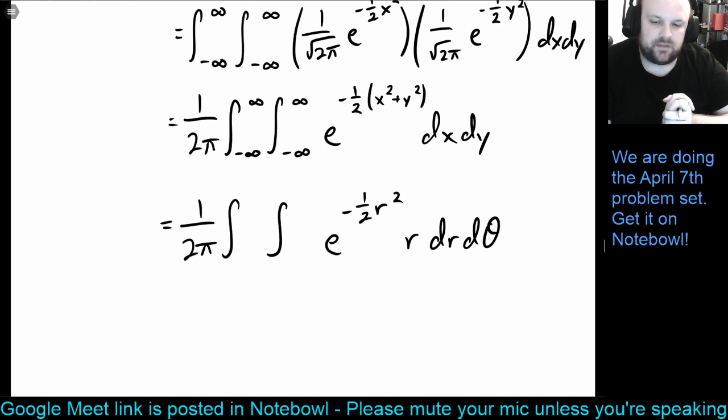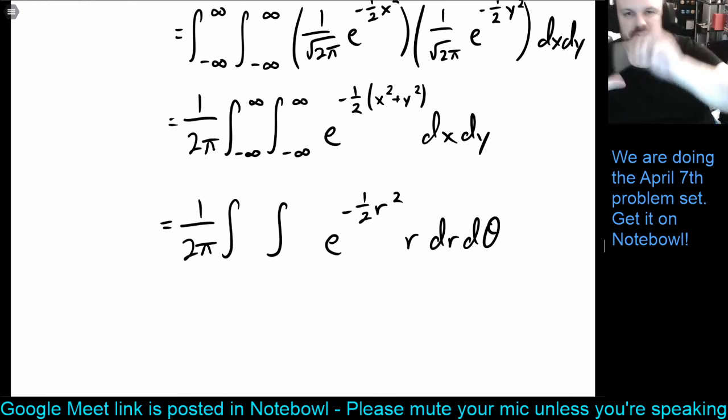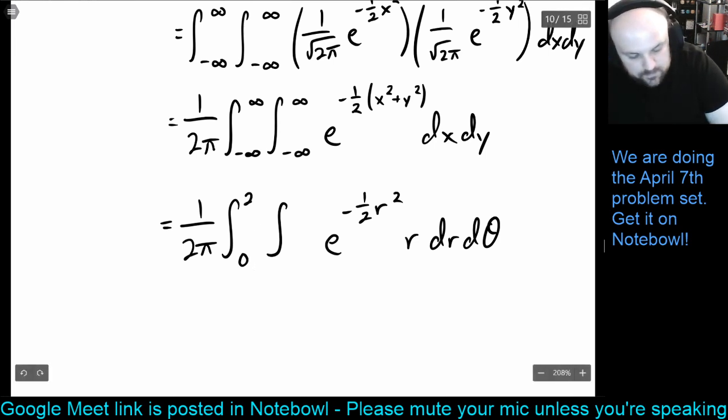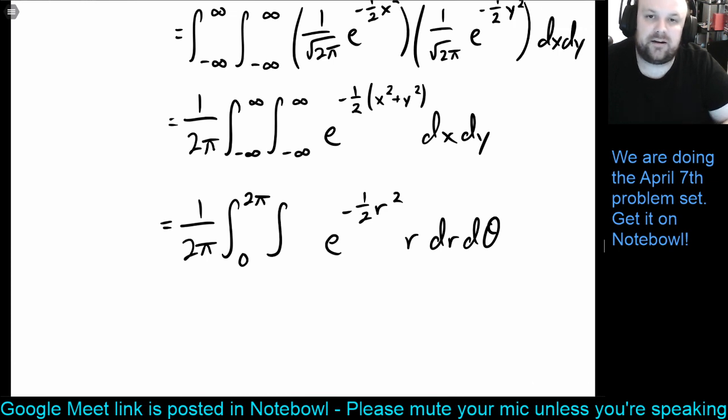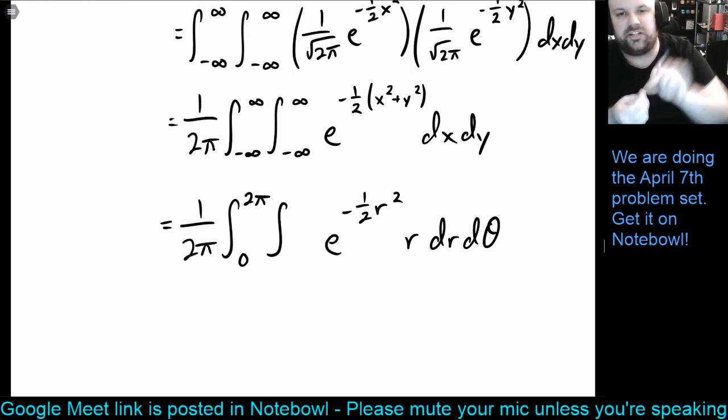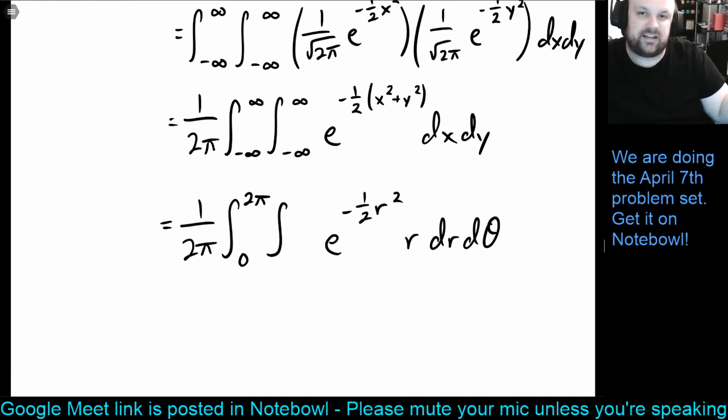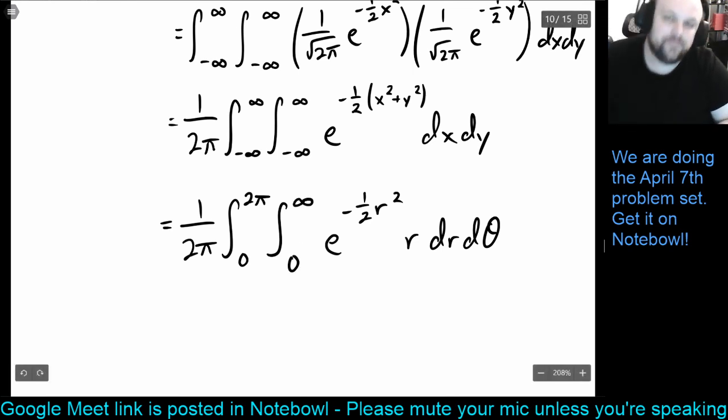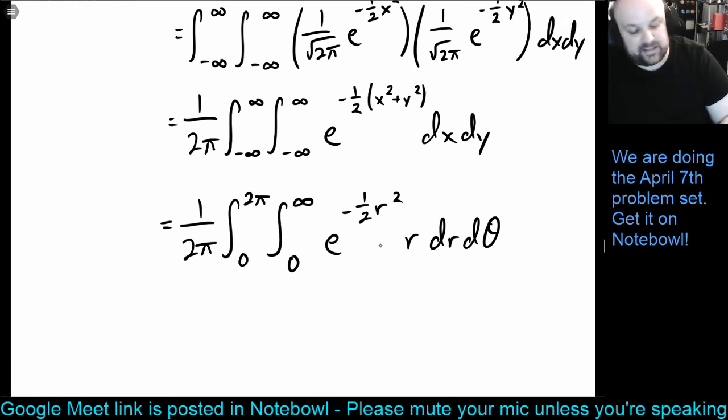So if you think about the entire xy plane, you can revolve all the way around it. So theta should probably go from 0 to 2 pi. If you think about what r has to be, remember, r measures from the origin outward. So if we're trying to get the entire xy plane, we want to measure from the origin all the way to infinity. So not only does polar coordinates make the integrand doable, it also gets rid of 3 of the 4 infinities that we had, which is pretty nice.